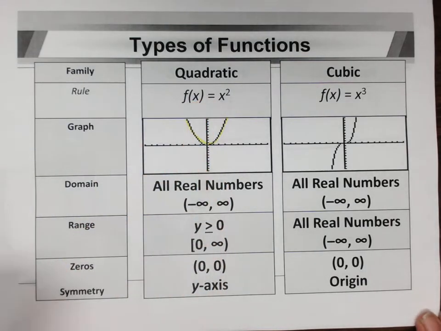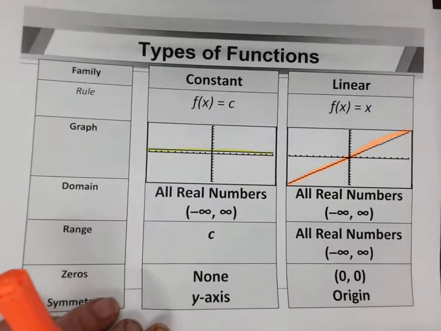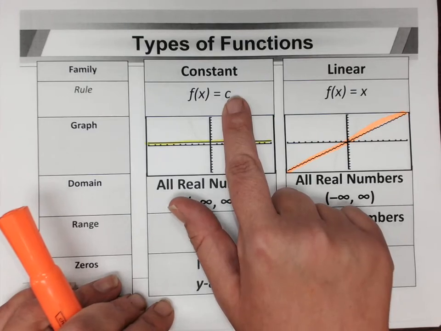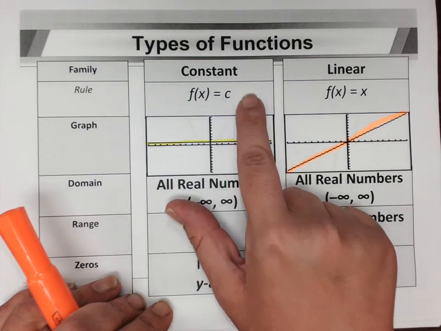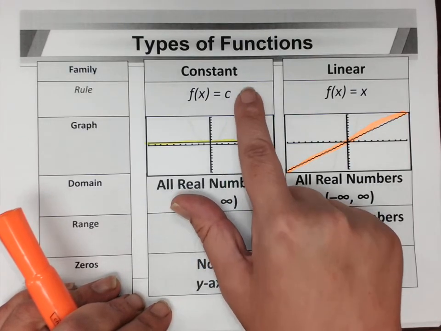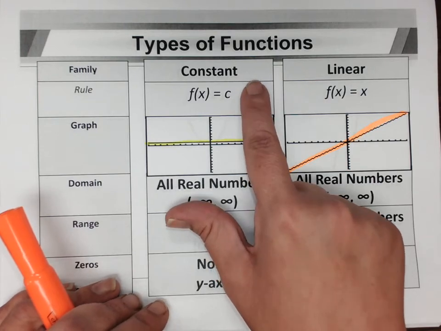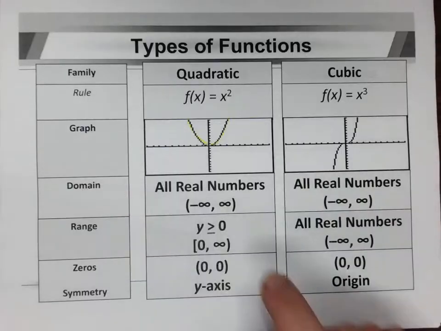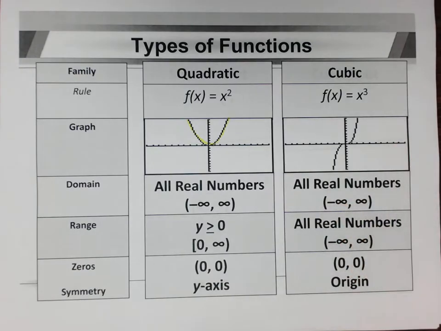If you notice, these functions are just ascending in powers, right? The constant has an exponent of 0, right? We could think of this as having like x to the 0. This would be x to the first, x squared, and now x cubed.